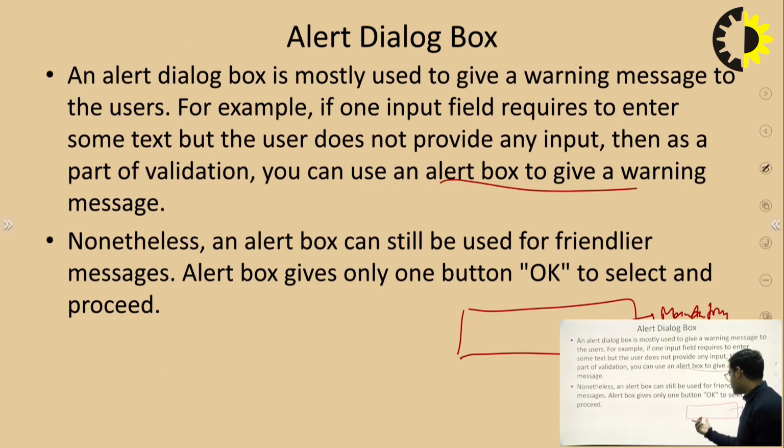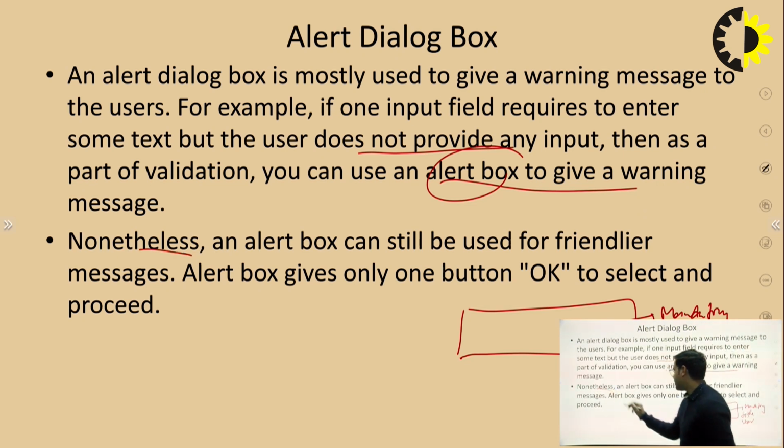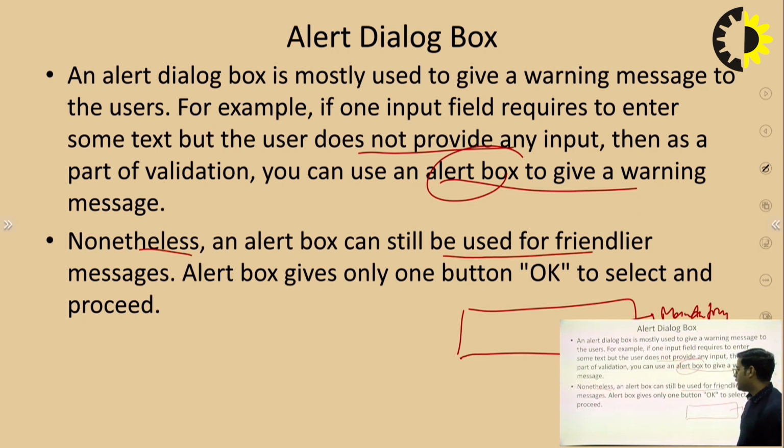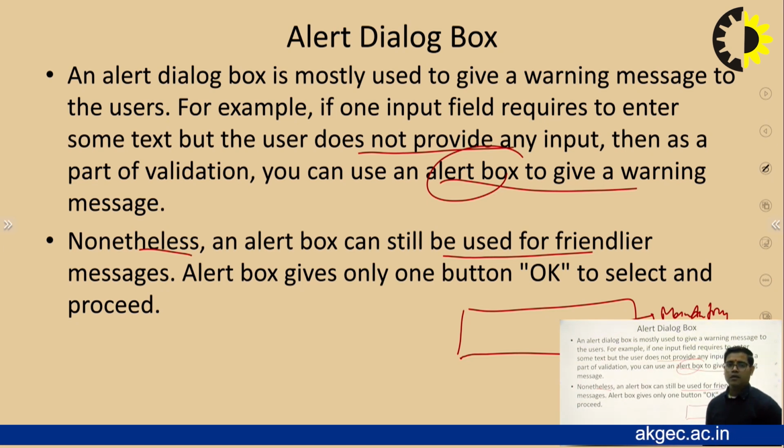Suppose this field is mandatory, that means the user provides his or her information on this particular box, but the user does not provide any input on this field. So as a part of validation, the warning message through the alert box will be prompted on the screen. Nonetheless, an alert box can still be used for a friendlier message. The alert box gives only one button, OK, to select and process. I'll just show you how this alert box will be implemented in VS Code.